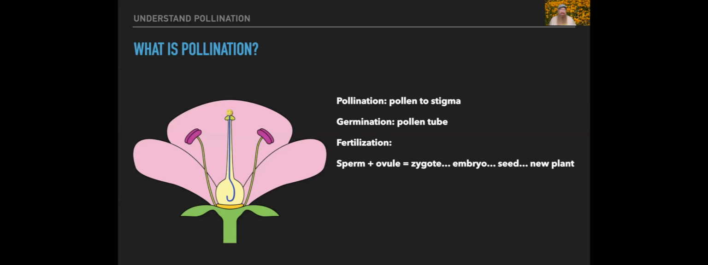Fertilization is when a sperm cell from the pollen grain, down the pollen tube, fuses with the ovule to make what's called a one-celled zygote, a new individual plant, which then divides its cells and becomes a structure we call an embryo. The embryo then lives inside of a seed. When the seed germinates and grows, it's a new plant. And that's reproduction of the species. So this all starts with pollination. Without getting that pollen to the stigma, plants can't reproduce.